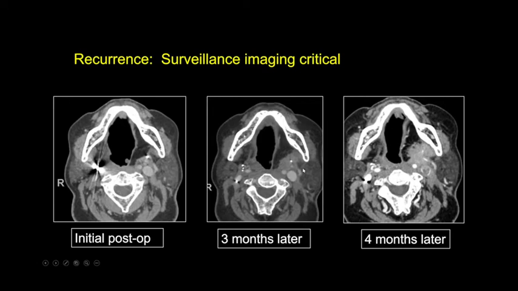3 months later, look how different this looks. The styloid process is now surrounded by tumor. The tumor is extending into the posterolateral fatty portion of the flap. The tumor now is 90 degrees around the carotid artery. This looks so much different than it did here.